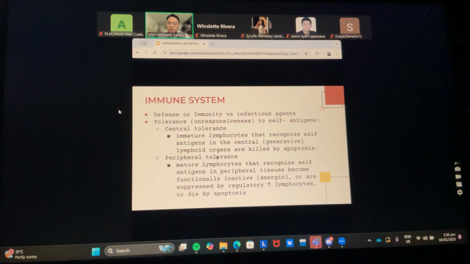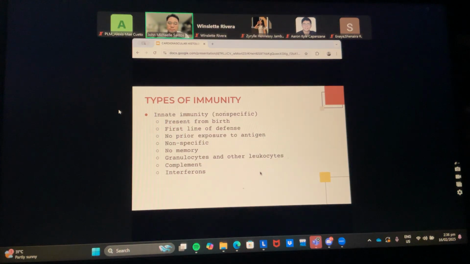And kapag peripheral tolerance, mature lymphocytes that recognize self-antigens in the peripheral tissues become functionally inactive or anergic or are suppressed by regulatory T lymphocytes or die by apoptosis. Basically, ang central nasa primary lymphoid organs mo, yung peripheral naman, different parts of the body.